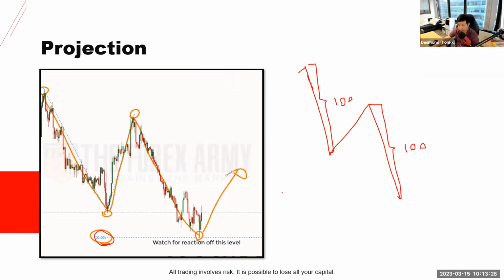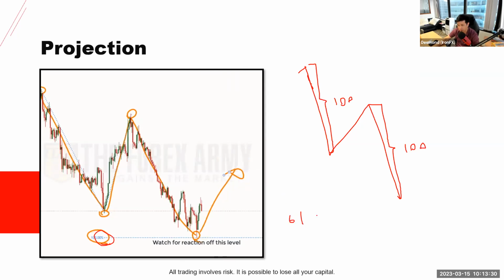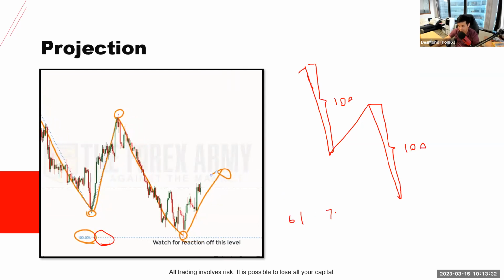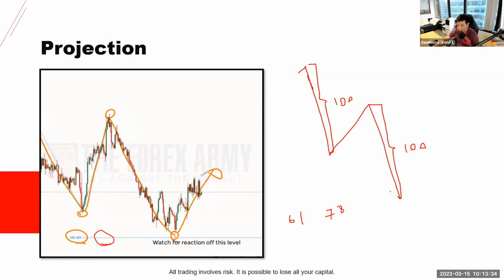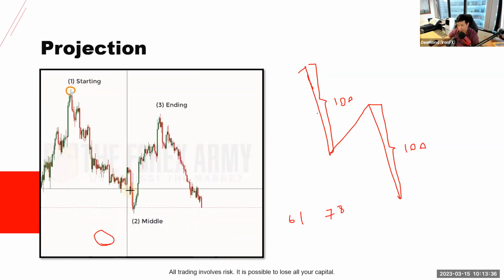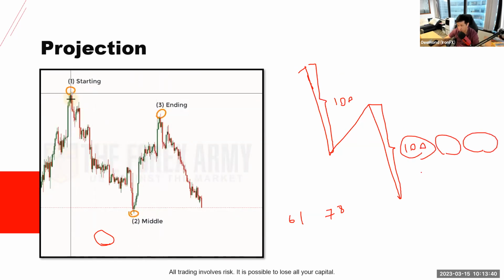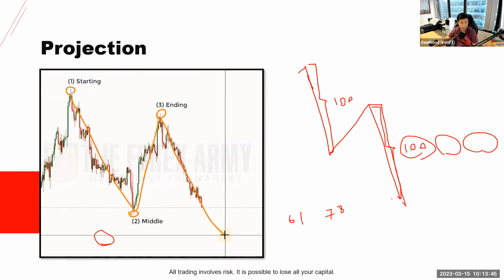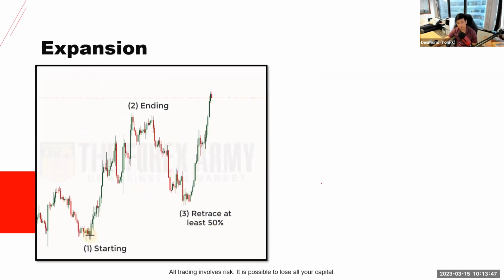So we have stuff like the 100%, we have the 61% projection, we have the 78% projection. All of it basically means that you're taking the distance and multiplying it by 61, 78, or 100, when you're forecasting when the reversal is going to happen. That is the meaning of Fibonacci projection.